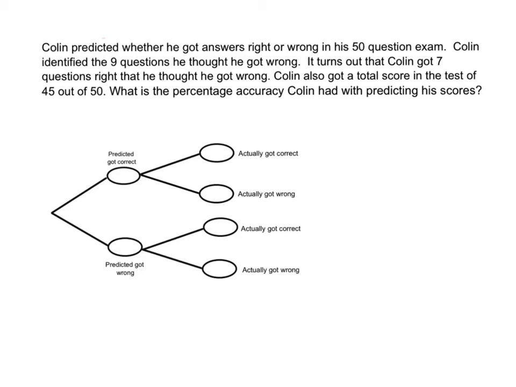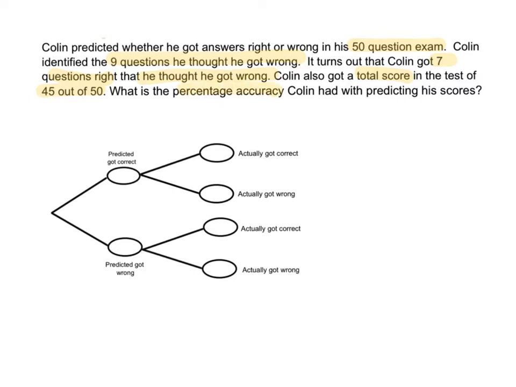Colin predicted whether he got answers right or wrong in his 50-question exam. Colin identified the 9 questions he thought he got wrong. It turns out that Colin got 7 questions right that he thought he got wrong. Colin also got a total score in the test of 45 out of 50. What is the percentage accuracy?